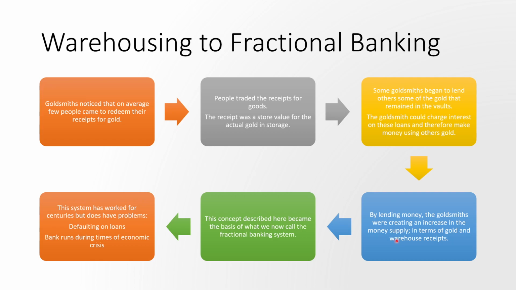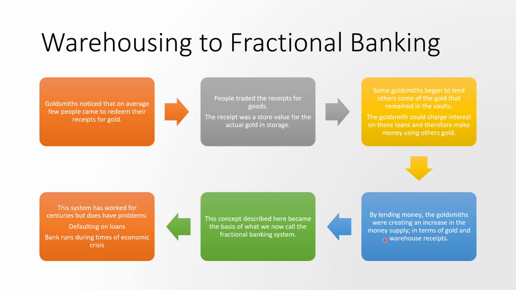Okay, so what lending money was doing was creating an increase in the money supply. And this is actually in two ways: availability of gold, and then also warehouse receipts as well. So it's a twofold approach. And increasing the money supply is important because this allows people to purchase things. And if people are purchasing things, then people are producing things. And if people are producing things, that means they're hiring people. Okay, so it's a virtuous cycle.